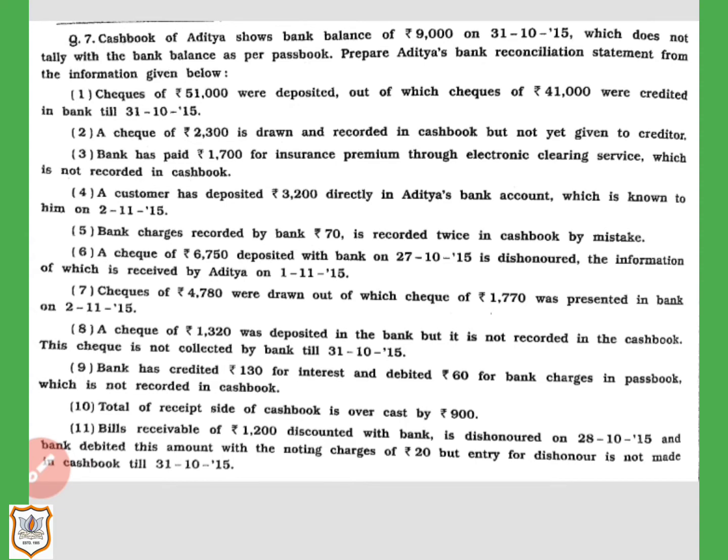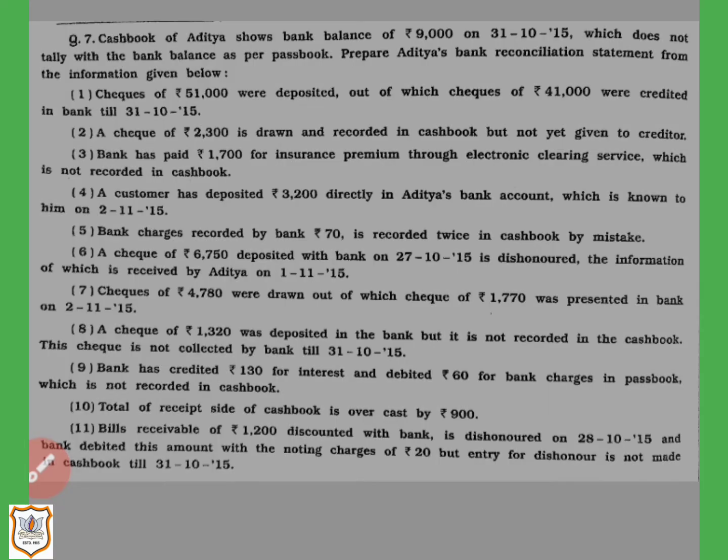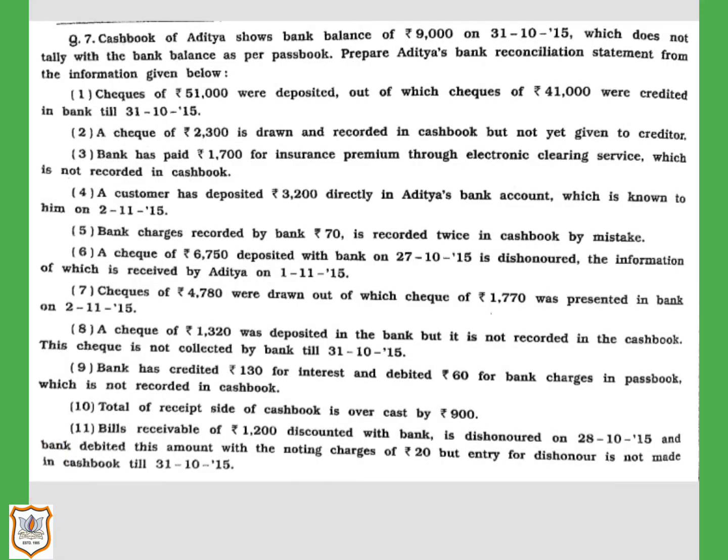Bank charges recorded by bank rupees 70 is recorded twice in cash book by mistake. Here bank charges is an expense for the trader. So it should be recorded on payment side or credit side of cash book in the bank column, but by mistake it has been recorded twice there. So to rectify this mistake, rupees 70 is to be debited. So we will write the transaction in the debit column of the bank reconciliation statement.